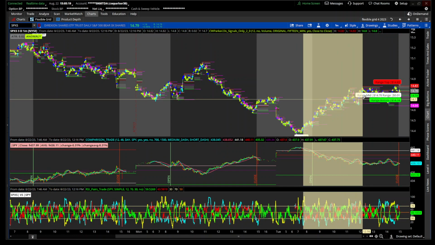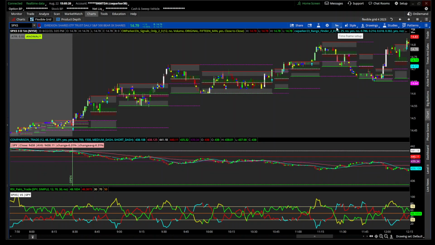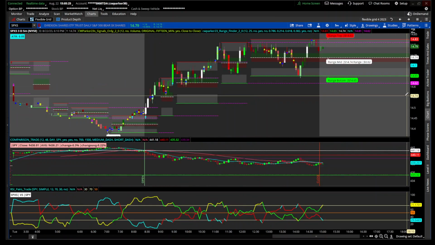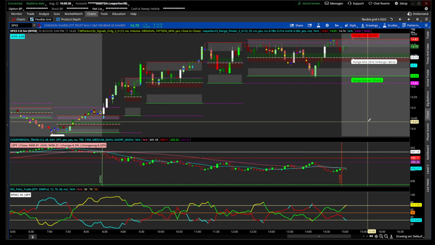So we can push that back down. I didn't mean to go to 1 minute, but everything works fine on a 1 minute too. It works on all time frames, whatever time frame you like to use.